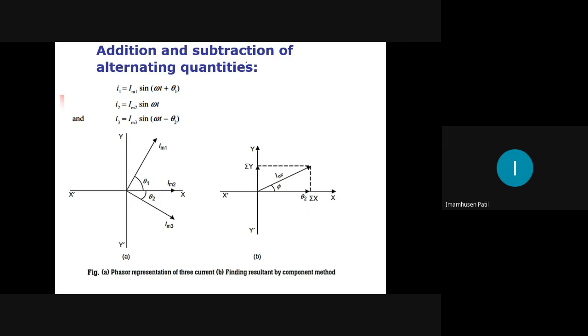Now we'll see addition and subtraction of alternating quantities. Okay. Now you can see there are three alternating quantities. One is I1 equal to Im1 sine(omega t plus theta 1). I2 equal to Im2 sine omega t. I3 equal to Im3 sine(omega t minus theta 2).